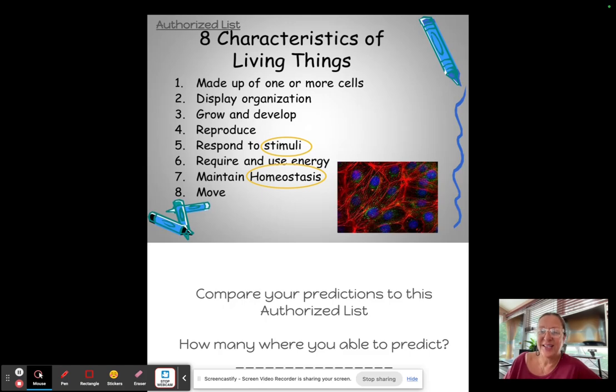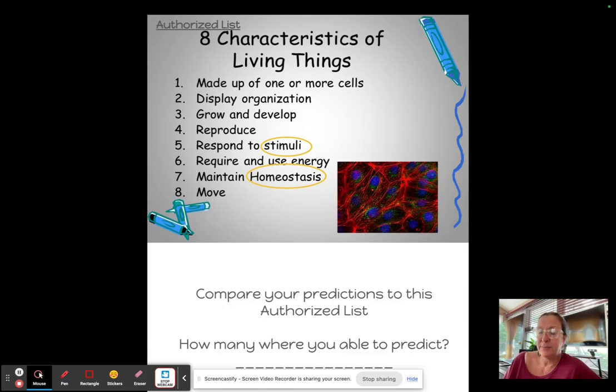Welcome back. So let's go over this list together. All living things are made up of cells. Some are single-celled, most are multi-celled. So our bacteria and the amoeba, those would be your single celled. Pretty much everything else is multiple cells. They're all organized, which means that the organism has a system. All living things grow and develop. I have a strong hunch that many of you wrote that one down. They also reproduce, which is to make another organism.